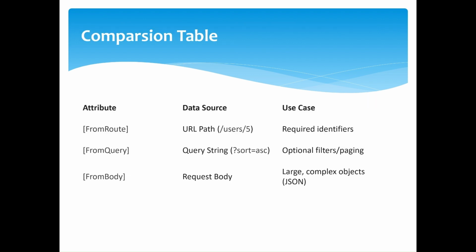Let's look at the comparison sheet of these three. FromRoute reads directly from the URL path. It is useful for required identifiers like unique IDs. FromQuery reads from the query string behind the question mark. You can use it for optional filters, search criteria, and paging parameters. With FromBody, it reads directly from the raw HTTP request body. You can use it for complex structures, payloads, and DTOs, usually written in JSON.